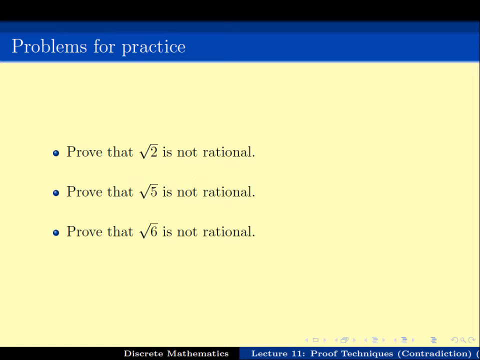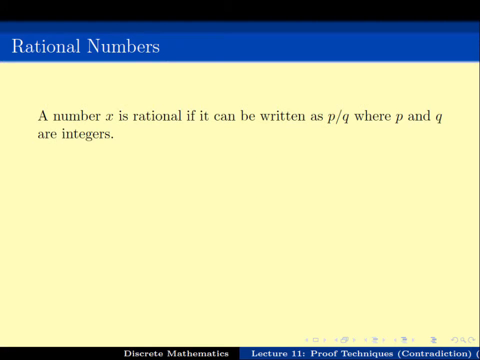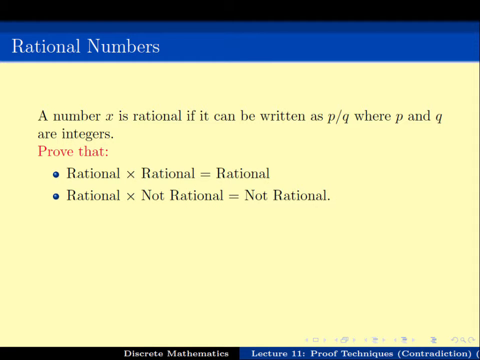Now I would also like you guys to solve some more statements or observations about rational numbers. Namely, here they are. Prove that a rational times a rational is a rational number. A rational times a non-rational is a non-rational number. For example, since square root 3 is not rational and minus 1 is rational, minus square root 3 is not rational.